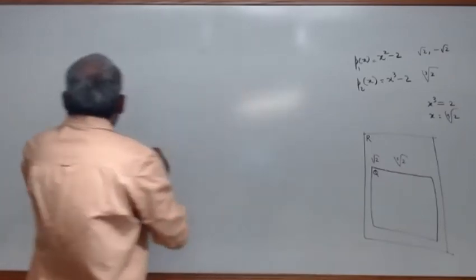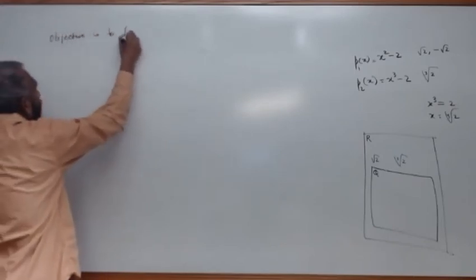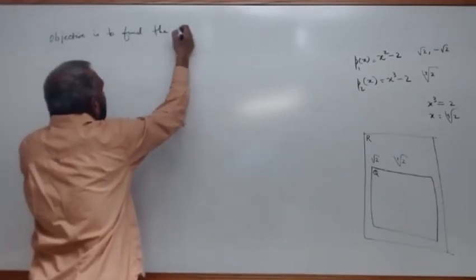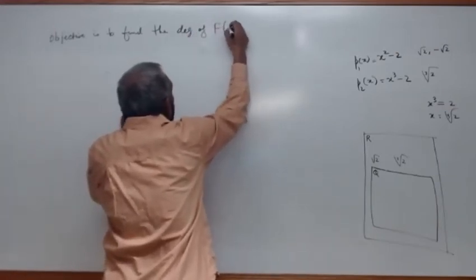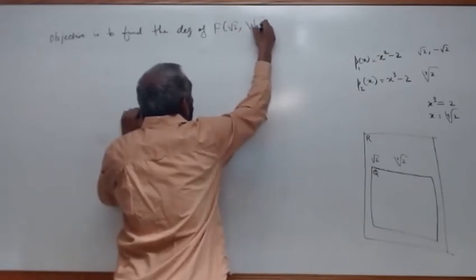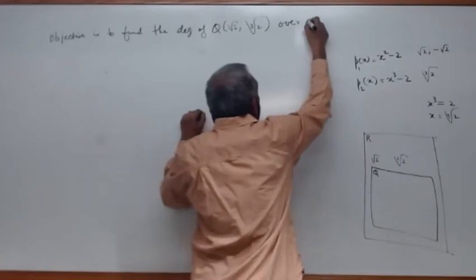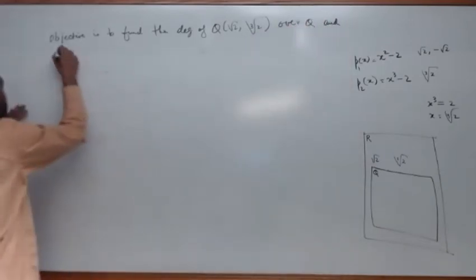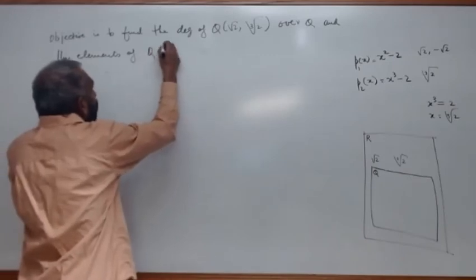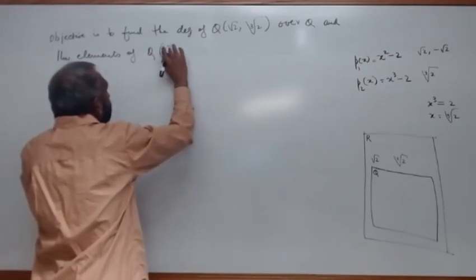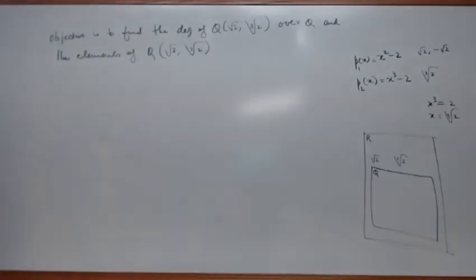So our objective is to find the degree of Q(root 2, cube root 2) over Q, and the base elements of Q(root 2, cube root 2) over Q. So these are the objectives.